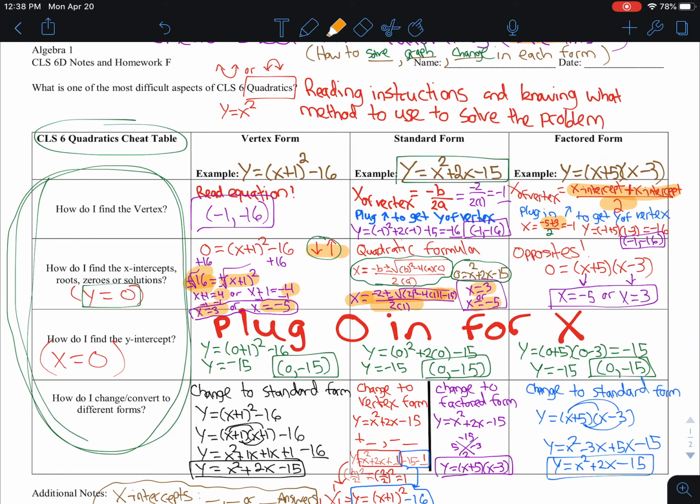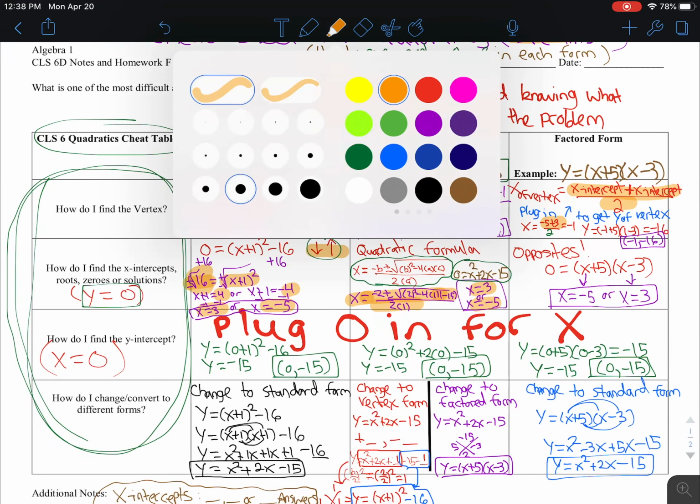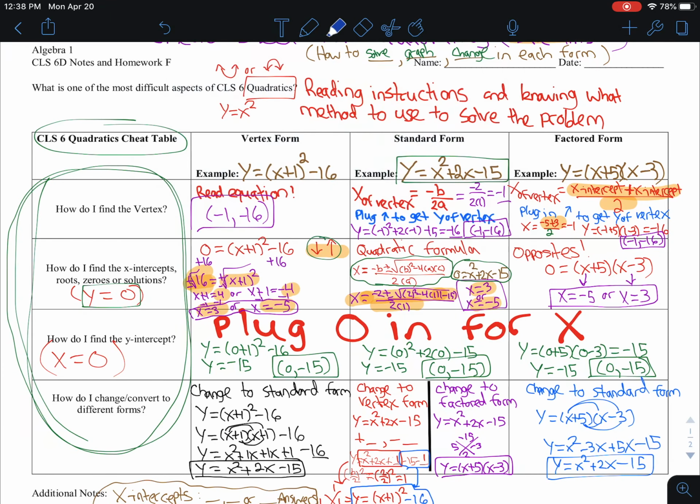It's the same method for all of the equations. For the y-intercept, what you have to do is plug in 0 for x. Plug 0 in for x, no matter what. There is always one y-intercept for a quadratic, okay?